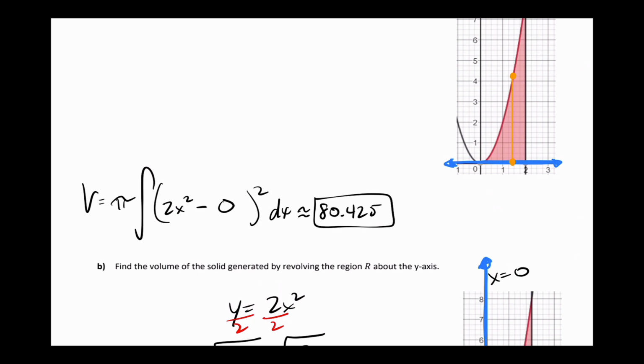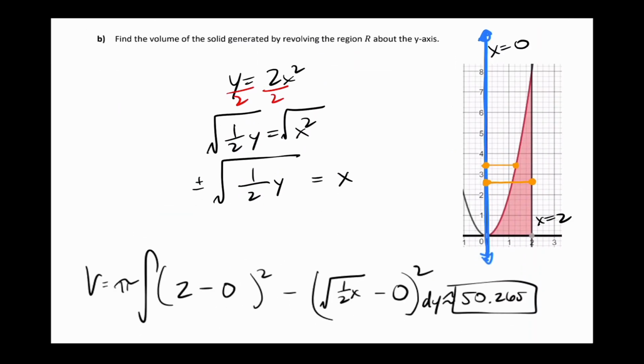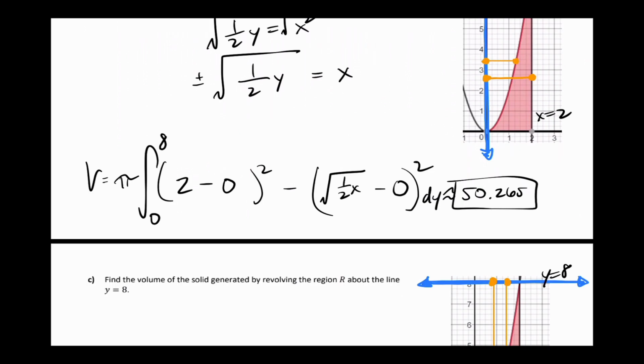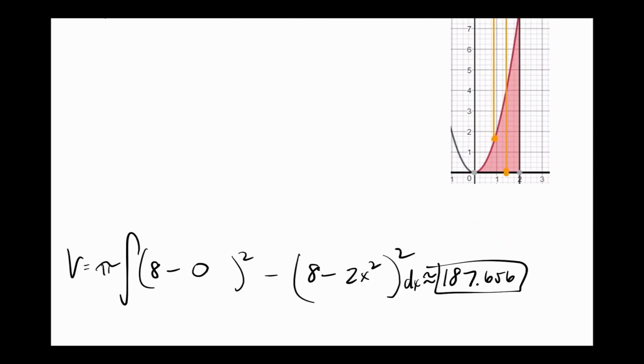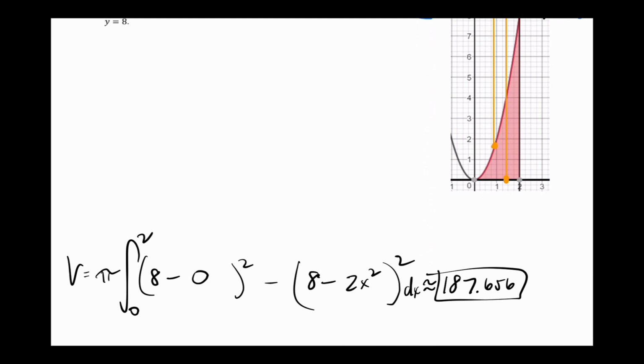Okay? The bounds, I didn't write the bounds for any of them. The bounds for the first one, since it's dx, it's going to be 0 to 2. B, since it's dy, it's going to be from 0 to 8. 8 is where these two lines cross at y equals 8. So 0 to 8. Okay, and then the last one goes back to 0 to 2 because it's dx, 0 to 2.